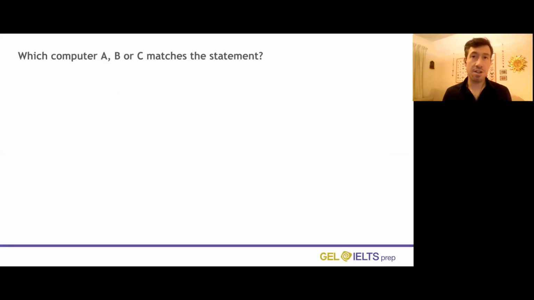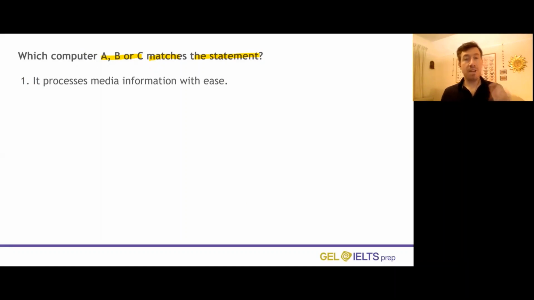Now we're going to see another situation when distractors are used, a different question type. So here we have a matching features question, and it says which computer, A, B, or C, matches the statement. And here's the statement: it processes media information with ease. Now, the first thing we need to do again is to think and highlight the key words here. So here we'd say it means the computer. Processes would be an important word. Media information would be another keyword, and with ease is another keyword.